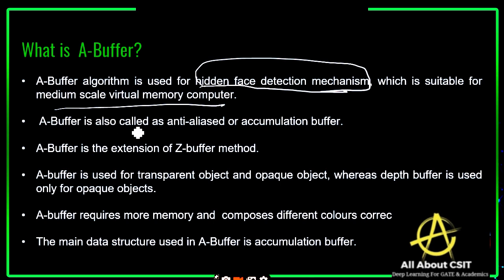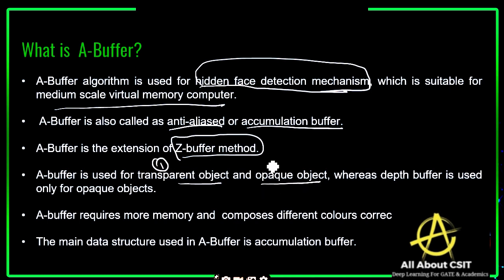The A-buffer is also called the anti-aliased or accumulation buffer. It is an extension of the Z buffer. The A-buffer is used for transparent objects as well as opaque objects, whereas the depth buffer is used only for opaque objects. So the A-buffer is suitable for transparent as well as opaque.